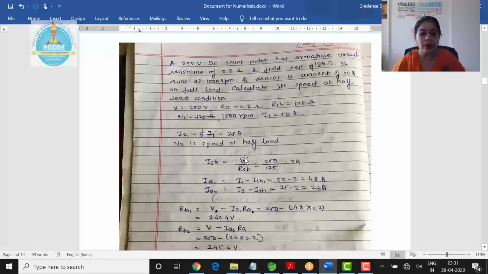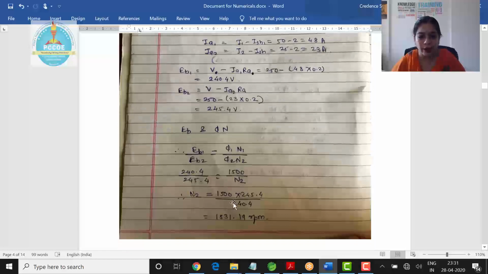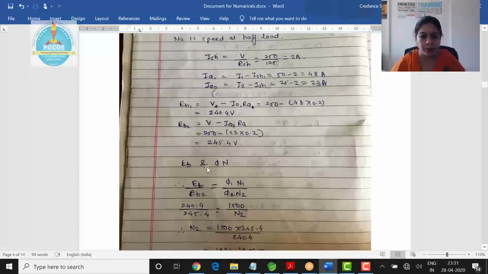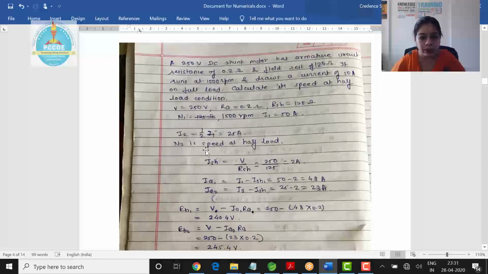So again, for calculating N2, we'll go from the last point to the first point. Okay, so we know that EB is directly proportional to phi into N. So for that we are going to take this formula. Again we will need to calculate EB1 and EB2. So first, ISH is the shunt current, V upon RSH. V is 250 volt, RSH given is 125, so I'll get ISH as 2 amperes.